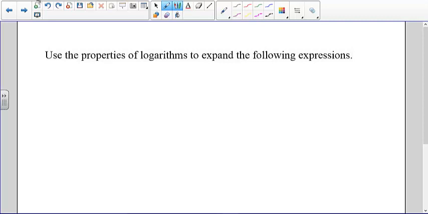Usually you try to rewrite whatever the expression is in the argument of the logarithm as the base raised to some power.